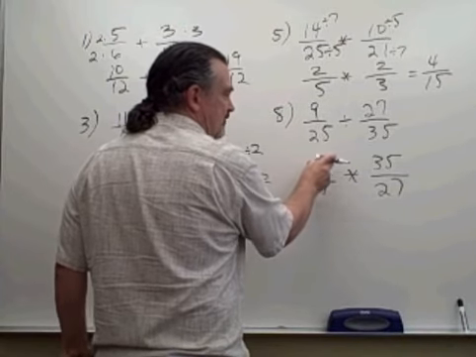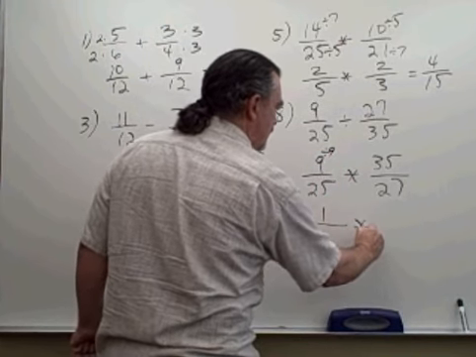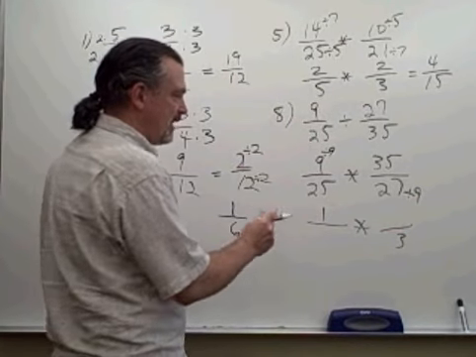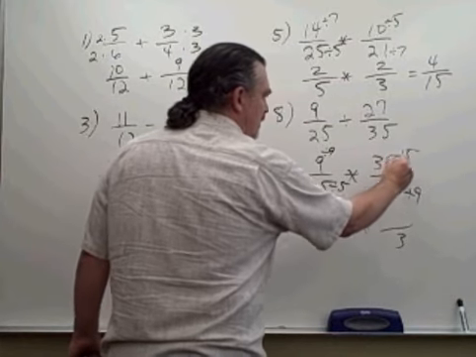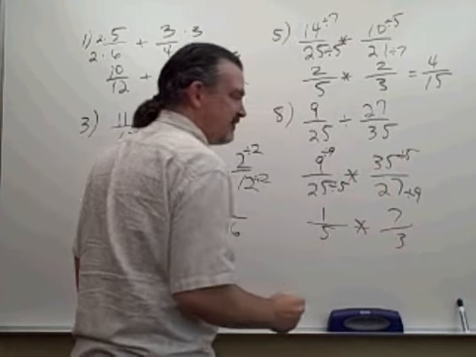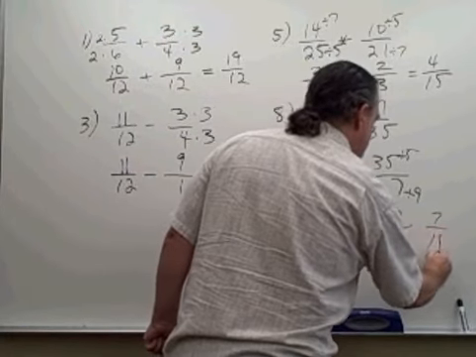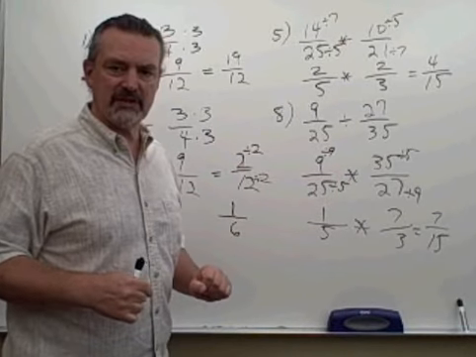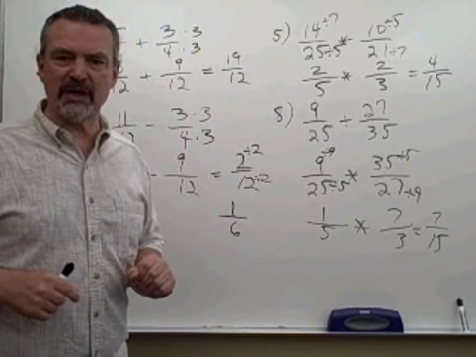So 9 divided by 9 gives us 1. 27 divided by 9 gives us 3. Both of these numbers are divisible by 5. 25 divided by 5 is 5. 35 divided by 5 is 7. 1 times 7 is 7. 5 times 3 is 15. Our answer to this division problem is 7/15. So, a quick review of some of the fraction problems that you had on your review sheet.